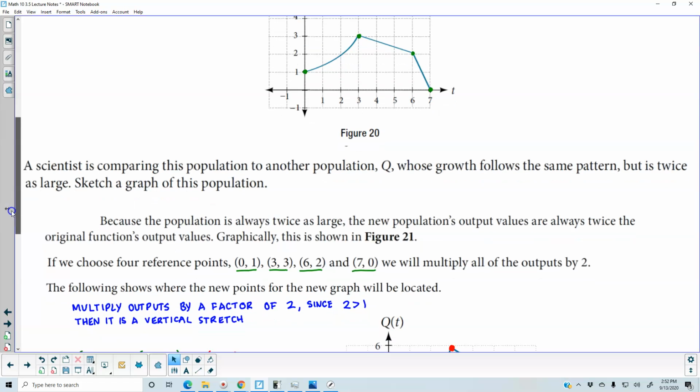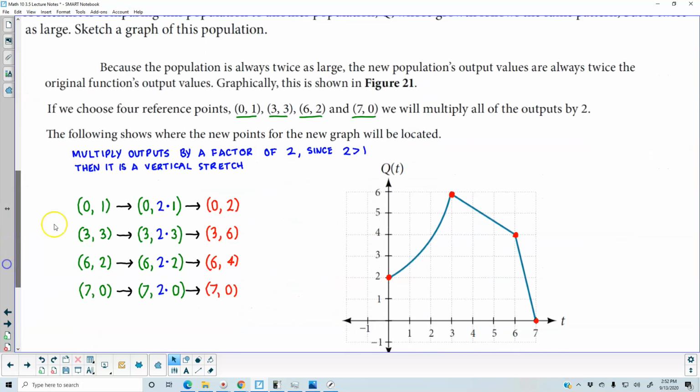So what we're going to do is multiply the outputs by a factor of 2. Again, since 2 is greater than 1, it is a vertical stretch. We have our original ordered pairs, and we're going to take our number 2 and multiply it by the outputs. So we have 0 and 2 times 1, which gives us (0, 2). Then 3, and 2 times 3 gives us (3, 6). Then 6, and 2 times 2 gives us (6, 4). And 7, and 2 times 0 gives us (7, 0).